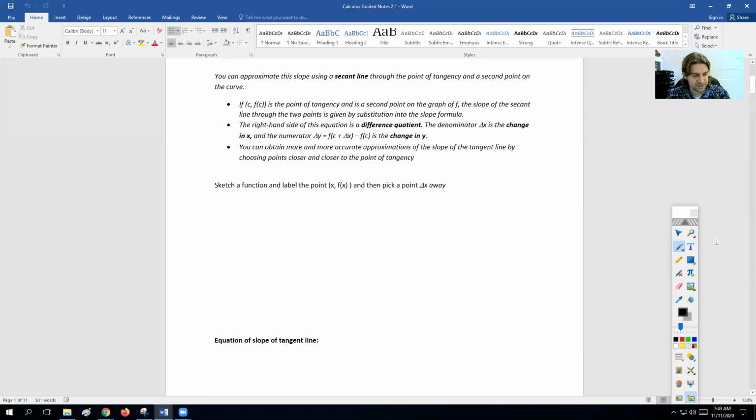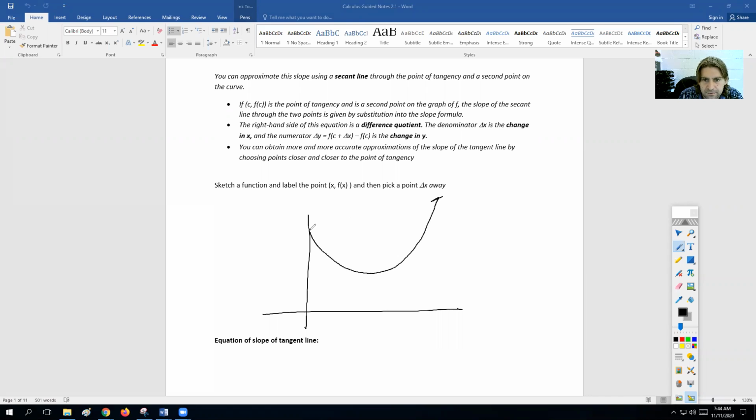I think it'd be better if I could draw this out and explain as we go through this process. So I'm going to draw a curve here, as accurately as I can. All right, so say we have a function here, and I'm going to pick a point right here. I'm going to call that point c. Its corresponding y value would be f of c, because whatever I have for c, I plug it into the function, and that's the y value.